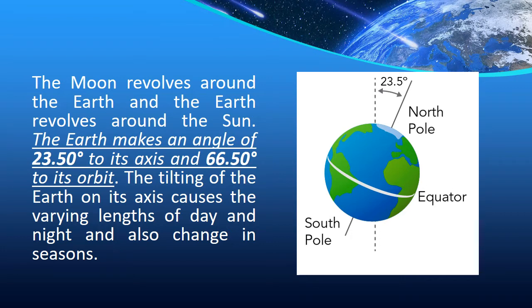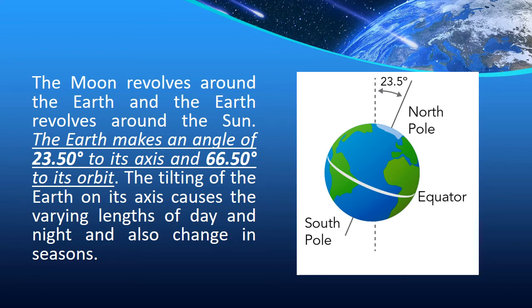The earth makes an angle of 23 degrees 50 minutes to its axis and 66 degrees 50 minutes to its orbit. Here in the picture you can see, if it was straight, the North Pole and South Pole would also be in a straight line, but they have a tilt. The angle is 23.5 degrees to its axis while it is rotating, that is the axis, and 66 degrees 50 minutes to its orbit, that is the angle at which it is tilted while it is revolving around the sun.